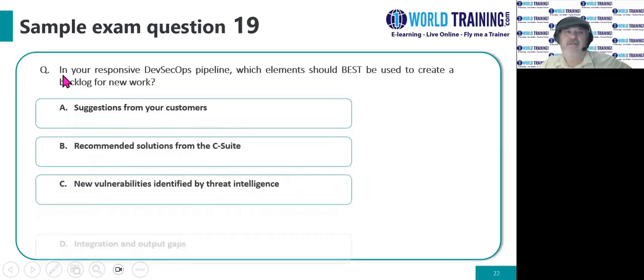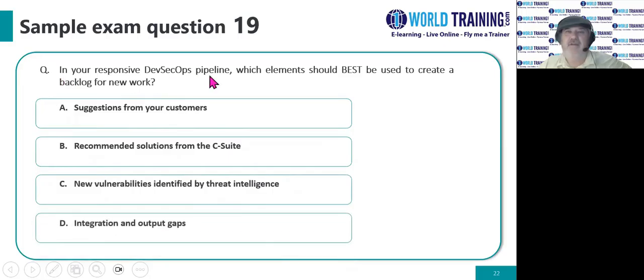All right, question 19. In your responsive DevSecOps pipeline, which elements should best be used to create a backlog for new work? Okay, read that again. In your responsive DevSecOps pipeline, which elements should best be used to create a backlog for new work? All right, suggestions from your customer.